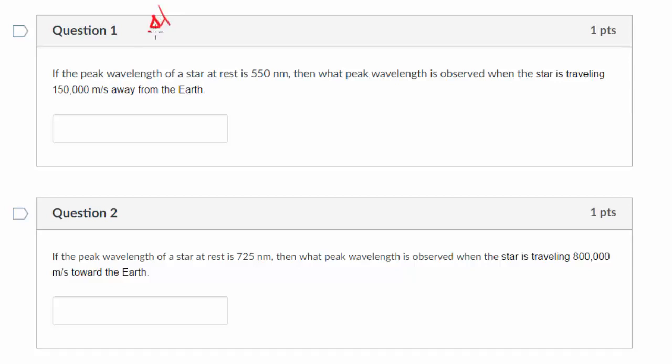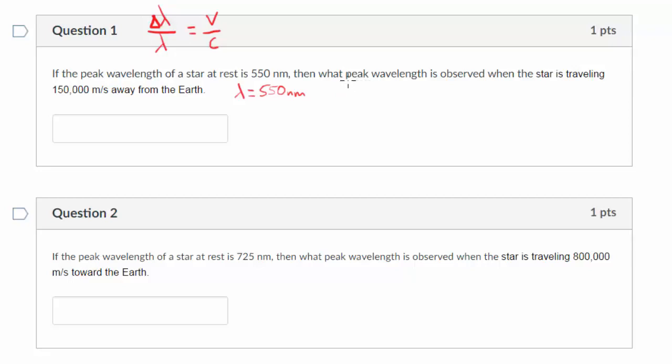Delta lambda, the change in wavelength, over the rest wavelength is equal to the speed of an object divided by the speed of light, where the speed of light is a given value. It's given on the equation sheet. It's 3 times 10 to the 8 meters per second. Okay, so these are tricky problems. So here we go. Let's see what we're given here. It says the peak wavelength of a star at rest is 550 nanometers. So we're told that lambda, the rest wavelength, is 550 nanometers.